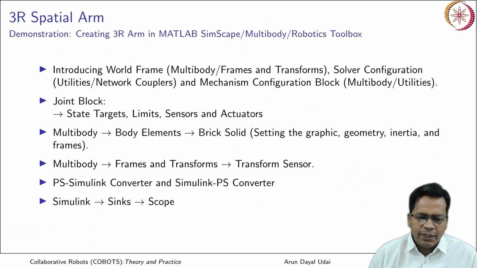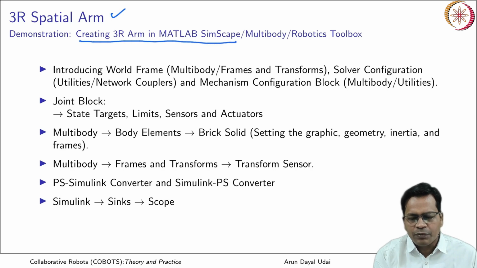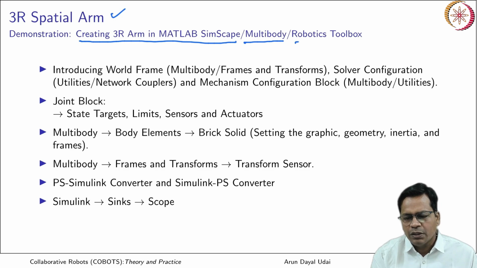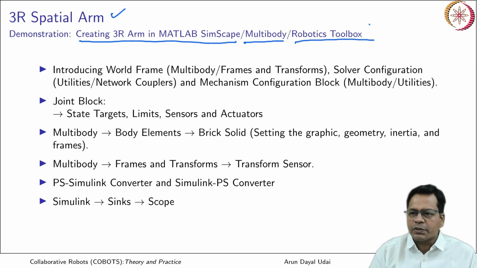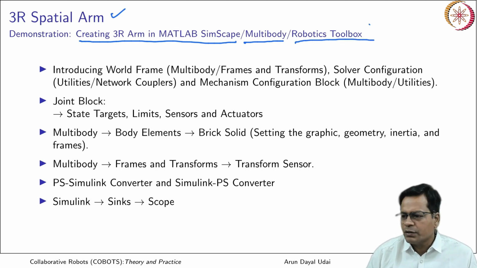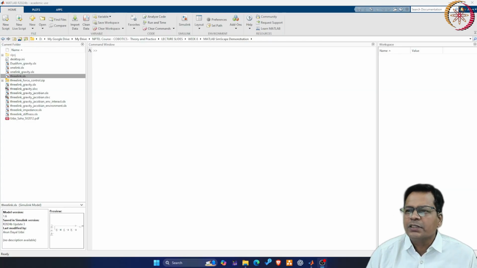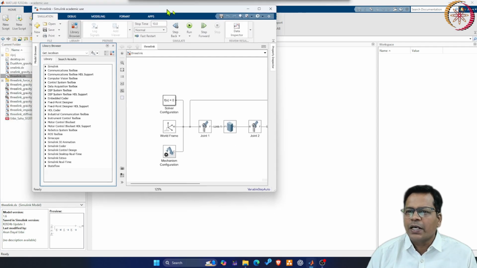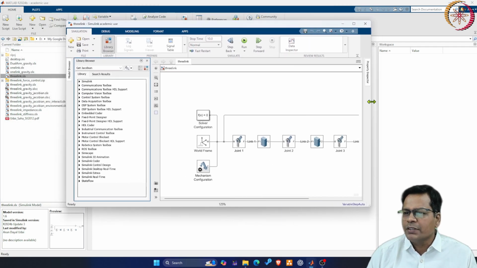So now I will create the 3R spatial arm. Let us see the demonstration of creating the 3R arm in MATLAB Simscape with the Multibody toolbox, also using the Robotics Toolbox, which is optional. Okay. Let us switch to MATLAB now. Okay, so this is my MATLAB environment. I can get into Simulink directly by pressing it here, or double clicking the model that I have generated. So I'll do that now. So this is my MATLAB Simulink environment.